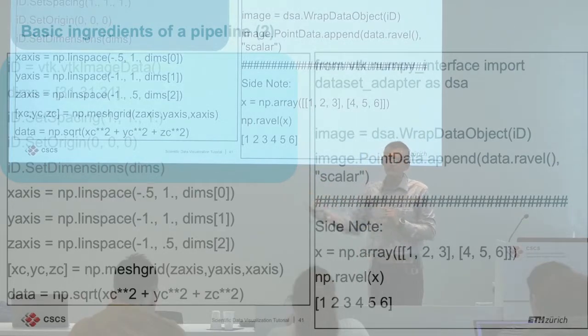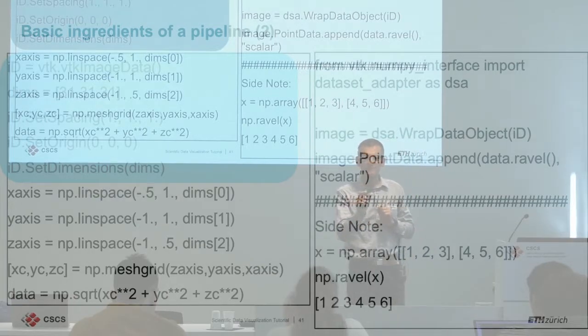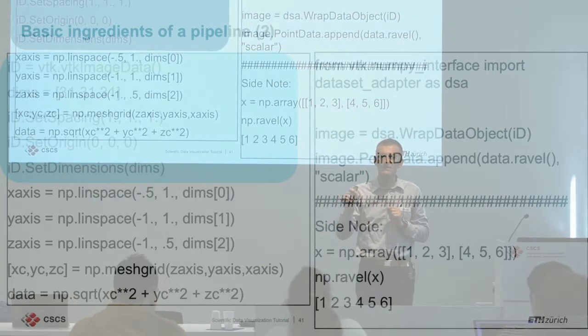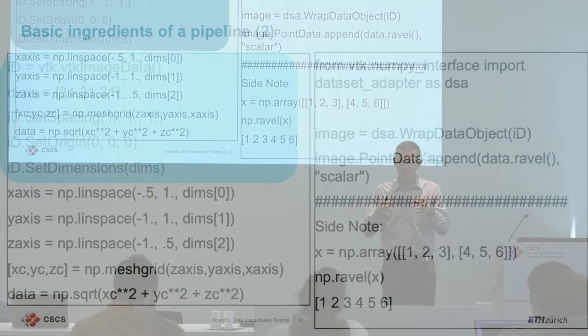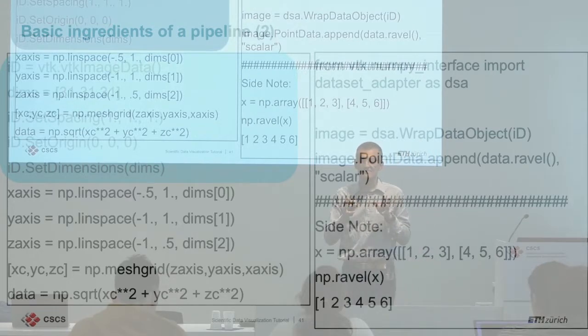You decide on the spacing between grid points in each of the X, Y, and Z axis. You decide on the origin of the block of data. So this would be a cube of data sitting in space. In that case, the origin would be 0, 0, 0. You set the dimensions of the grid and that's it. You have a valid Cartesian grid that you can process in the pipeline.